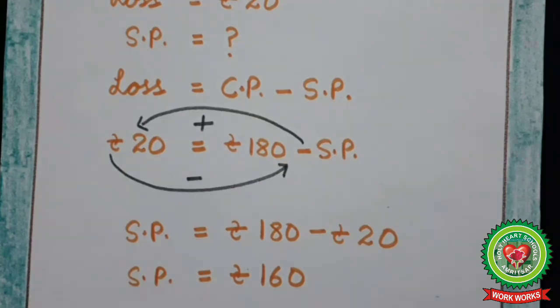Now students, I hope you have understood how to find SP or CP whenever in the question we have been given profit or loss with SP or CP. Now you are able to do the related work which we have sent to you in a snap homework.